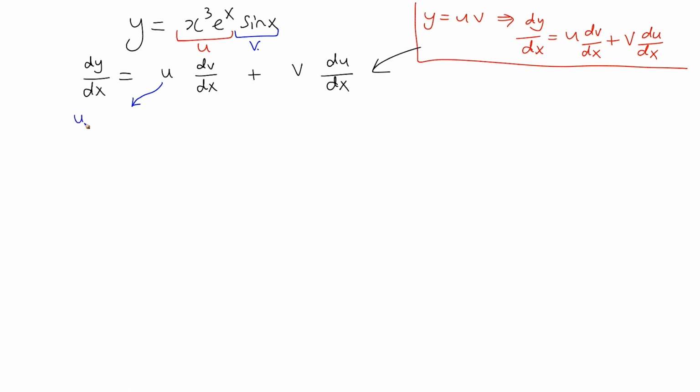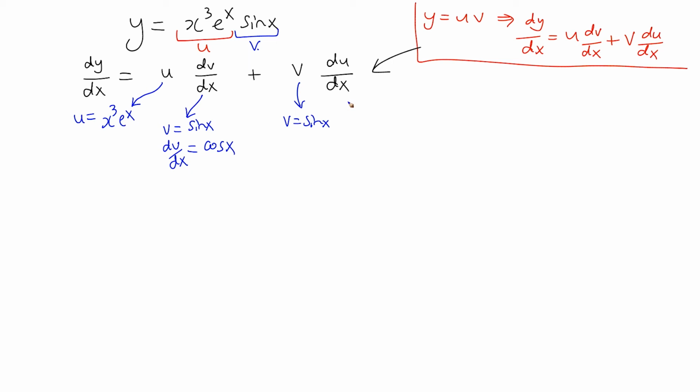The u here is x cubed e to the x. That's easy. The dv/dx is, well, we've got to recall what v is. v is sine x, so dv/dx, as you may remember, is just cos x. Now let's do the next term, which is v. v is just sine x.